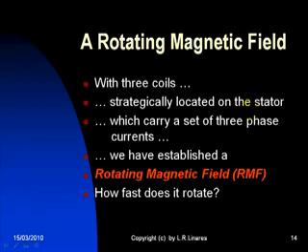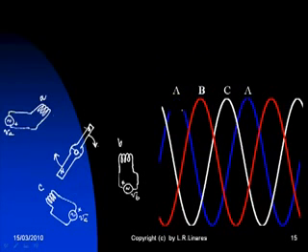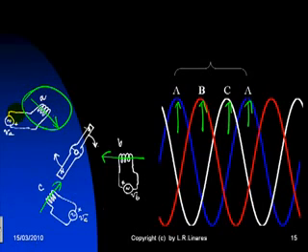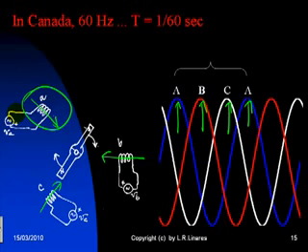How fast does that field rotate? Let's see. At this point in time, the field is in coil A. At this other point in time, the field is in coil B. At this third point in time, the field is in coil C, and at this point in time, the field is back in coil A. So this is the time that it takes the rotating magnetic field to go through an entire revolution in the machine. How much time is that? In Canada, that is 1/60th of a second.